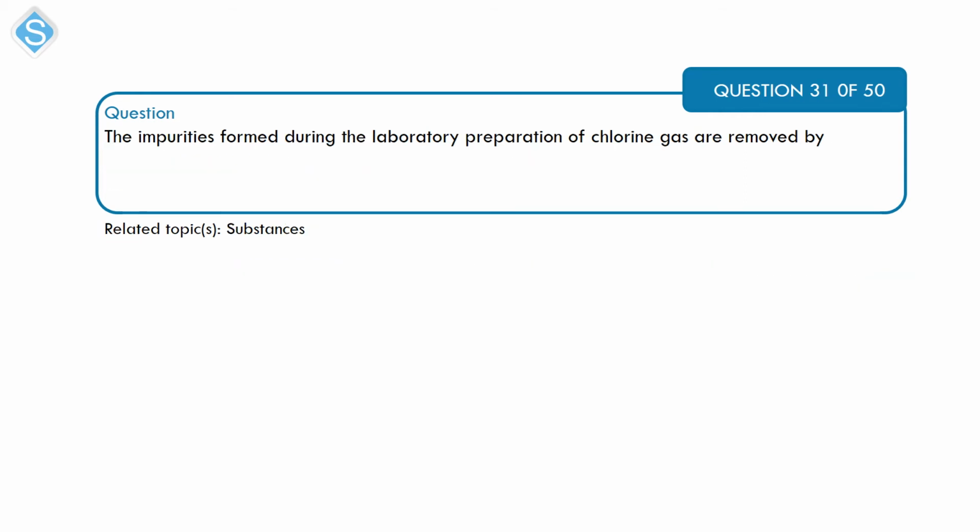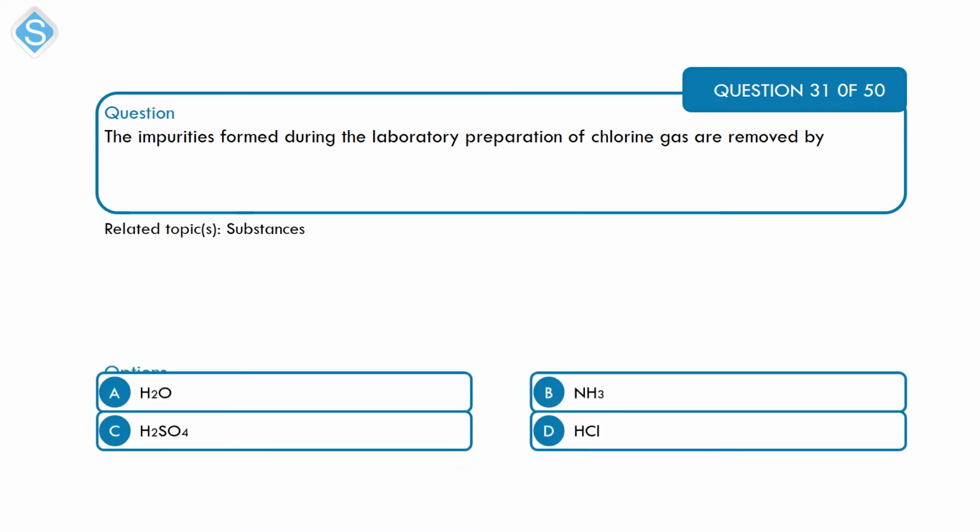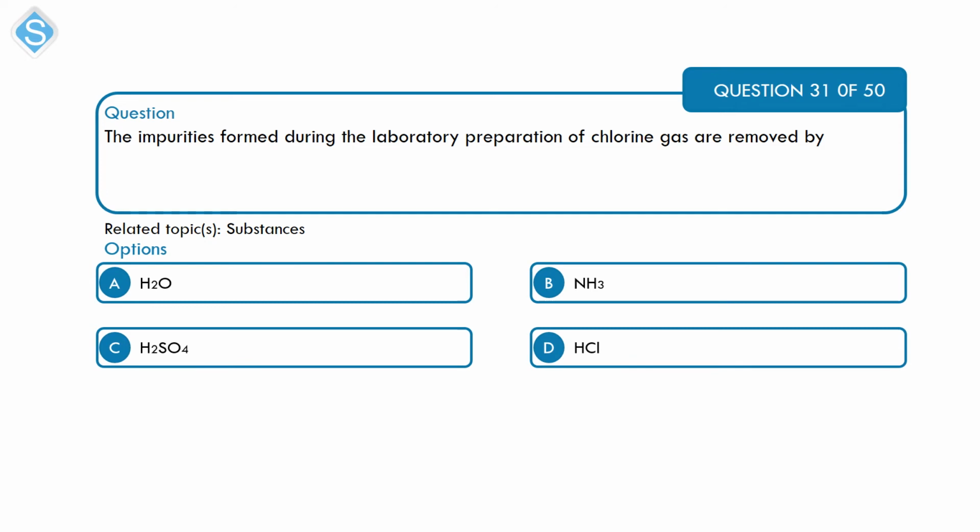Next is on substances. The impurities formed during the laboratory preparation of chlorine gas are removed by A, water, B, ammonia, C, sulfuric acid, and D, hydrochloric acid.